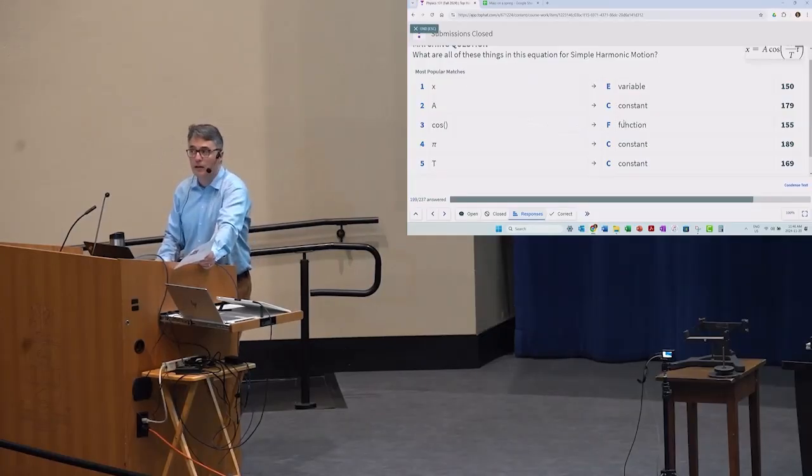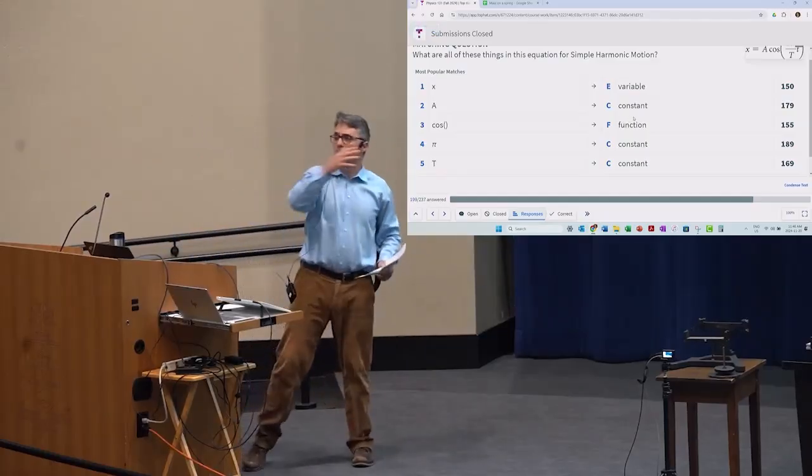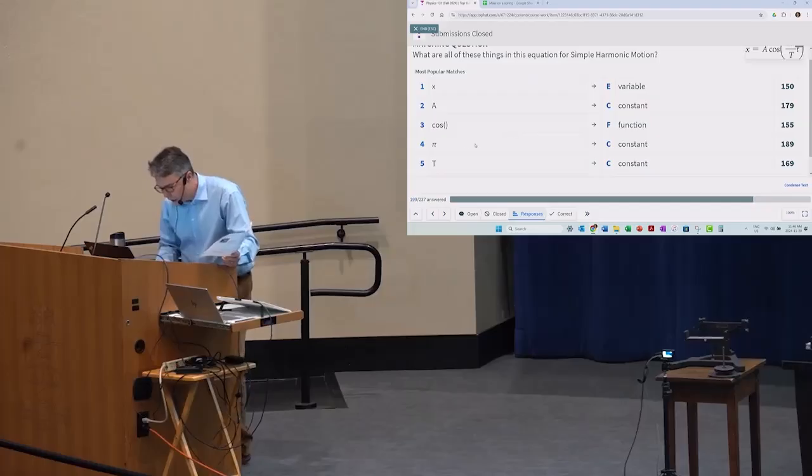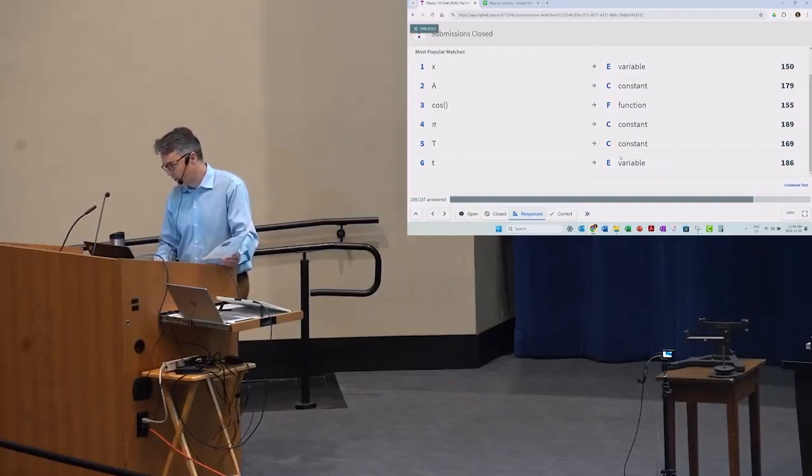Cosine is a button on your calculator. We call that a function. What it does is it changes one number to another number: your input and its output. Pi is a constant, obviously, and capital T is a constant. Oh yeah, that's the period. Once again, that doesn't change over time, same period. And then, I guess, lowercase t is certainly a variable.